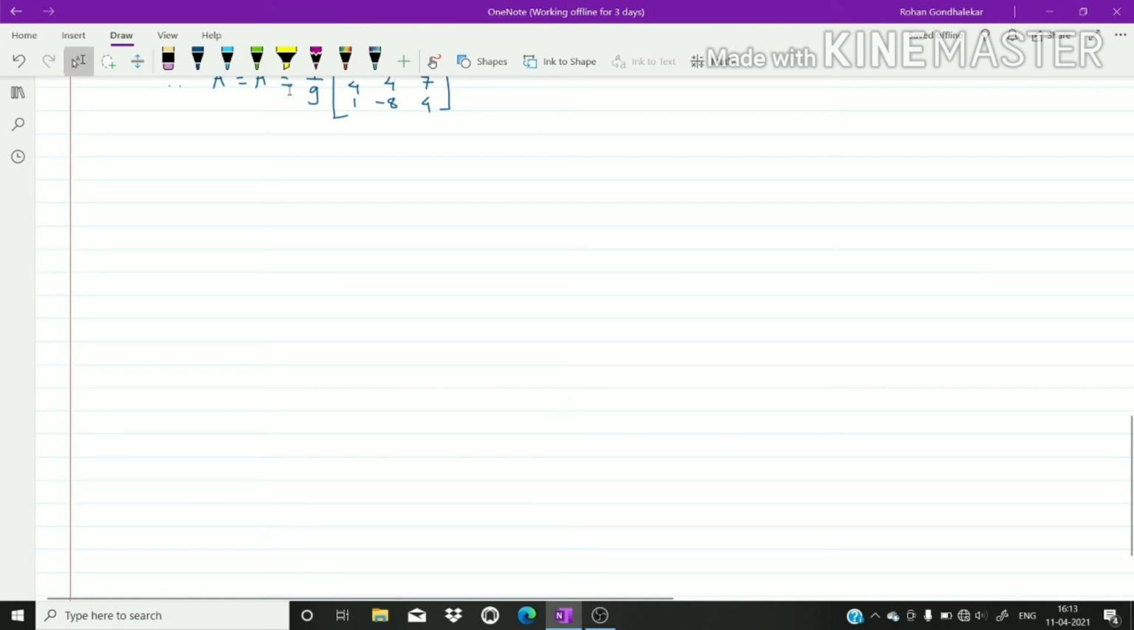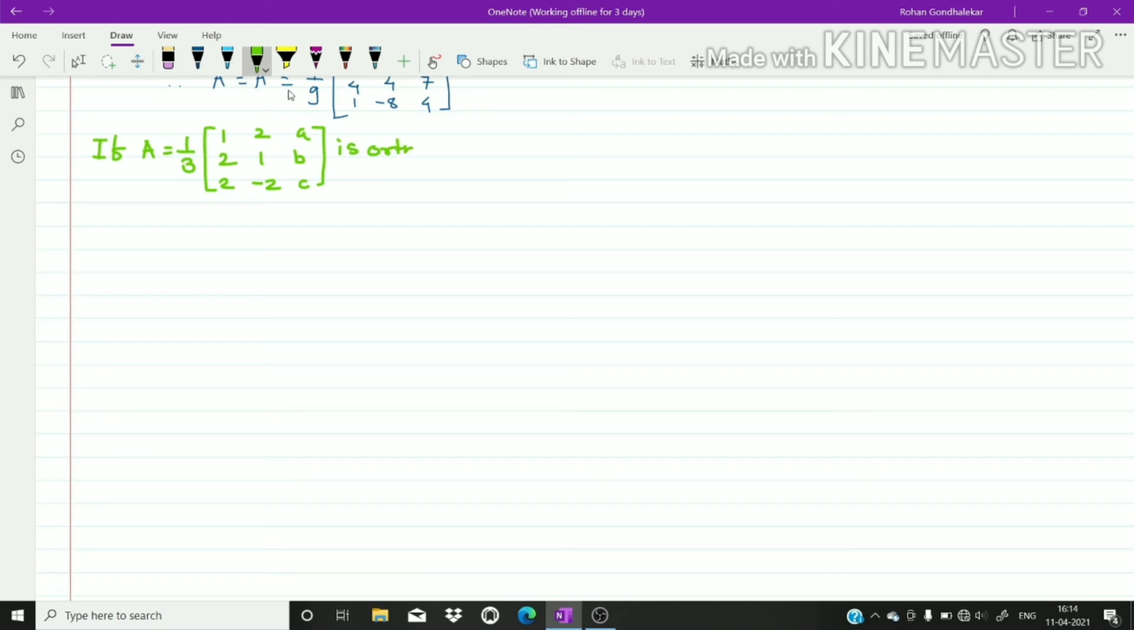See, the question is: if A is equal to 1 upon 3 into the matrix with rows (1, 2, a), (2, 1, b), (2, -2, c). If this is a matrix and it is orthogonal, find the unknowns a, b and c. We have to calculate all the three unknowns. The question is very simple.